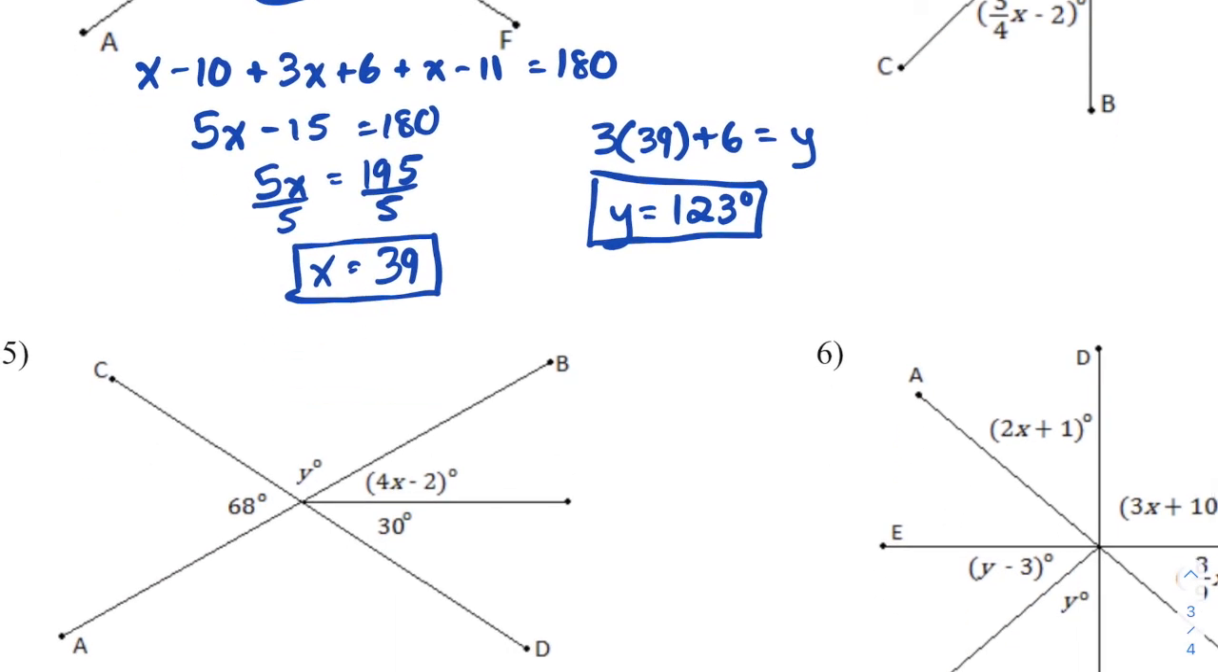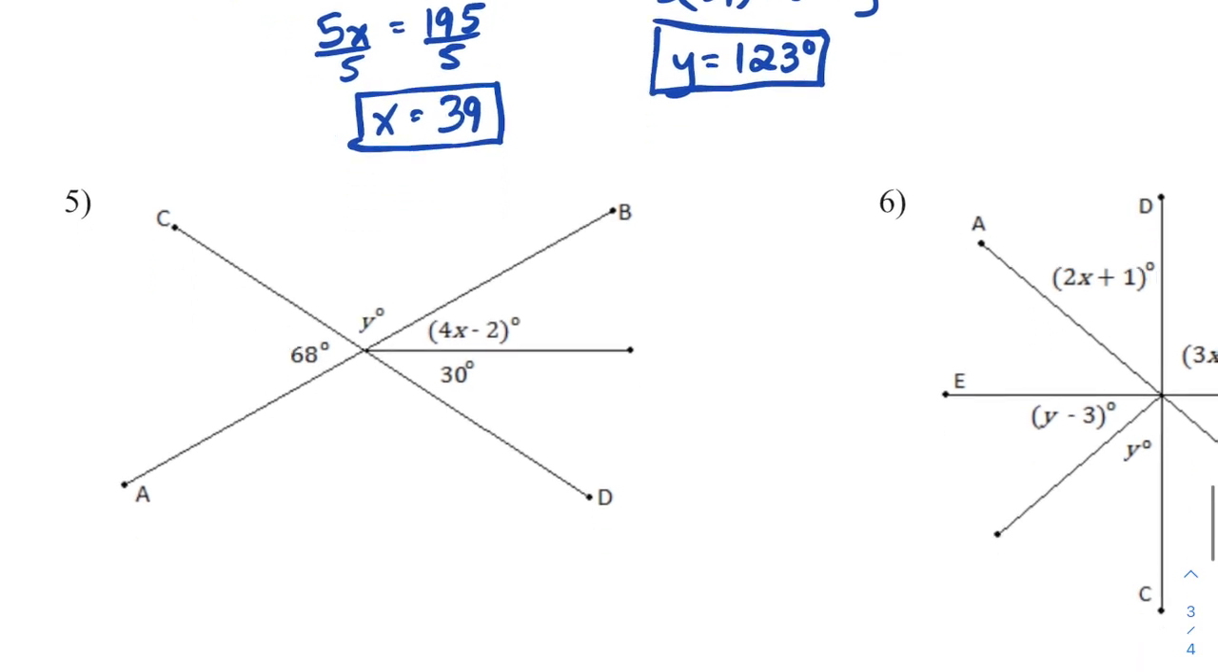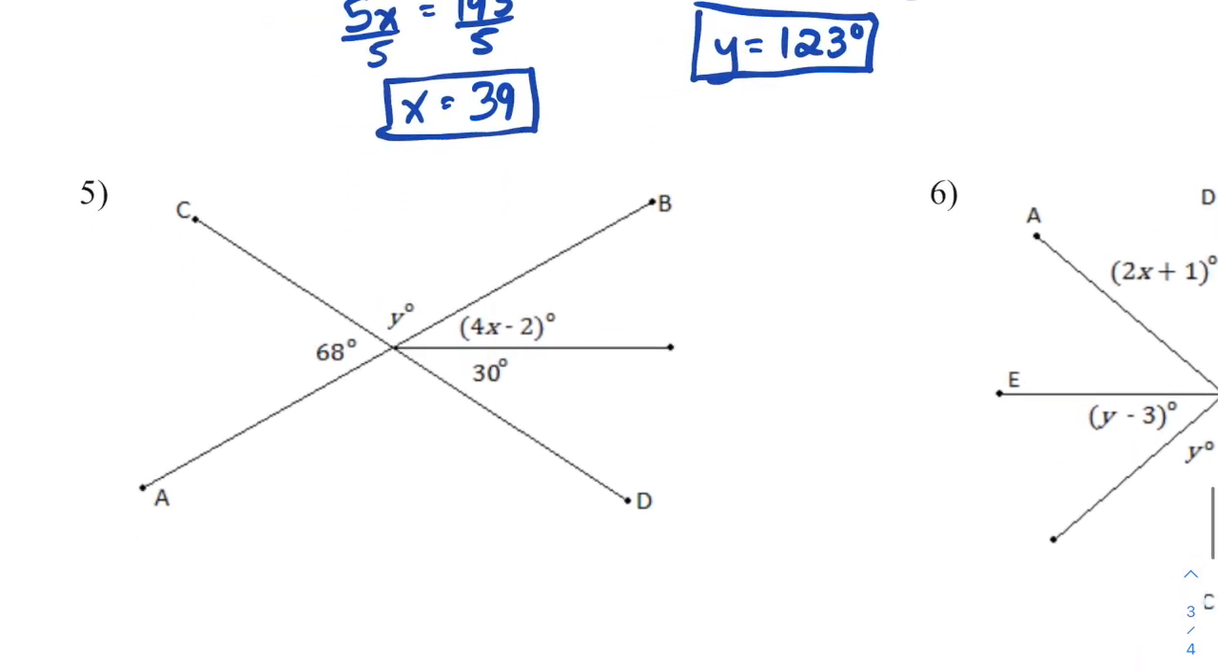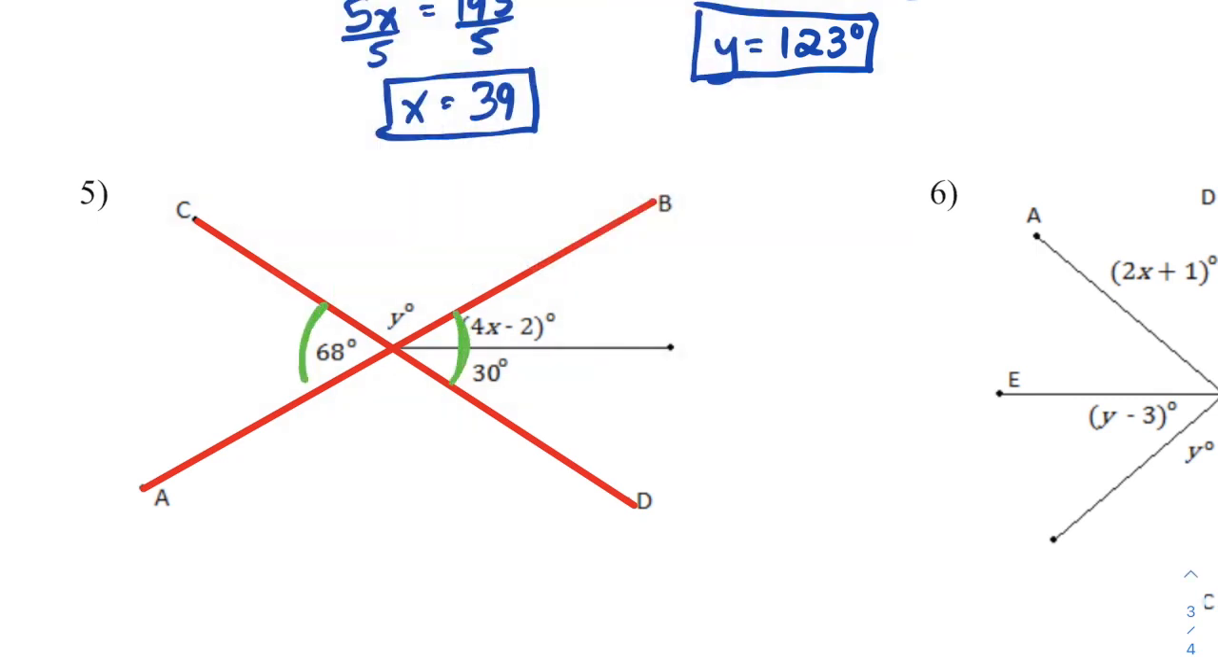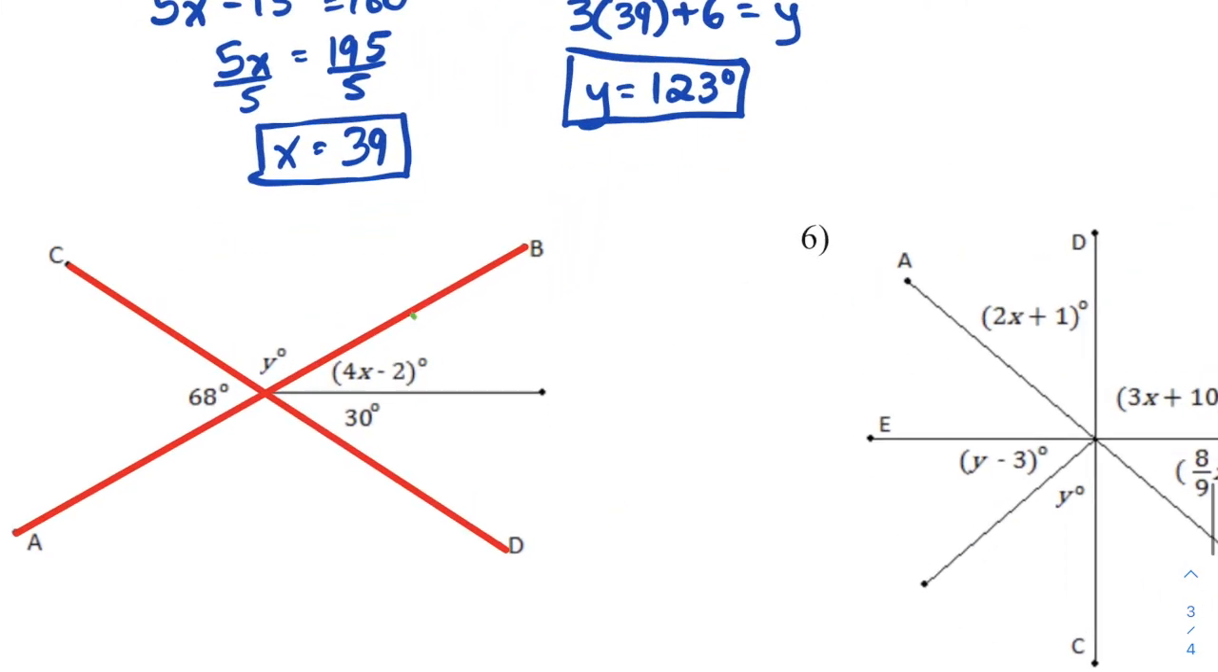All right, I'm going to take a look at 5. So for 5, same deal. We want to use some vertical angles. We want to use angles that form a linear pair. And we're looking to solve for two variables, x and y. What I'm seeing is these two intersecting lines form vertical angles. This is a vertical angle, this is a vertical angle. So really, this whole thing right here is 68 degrees.